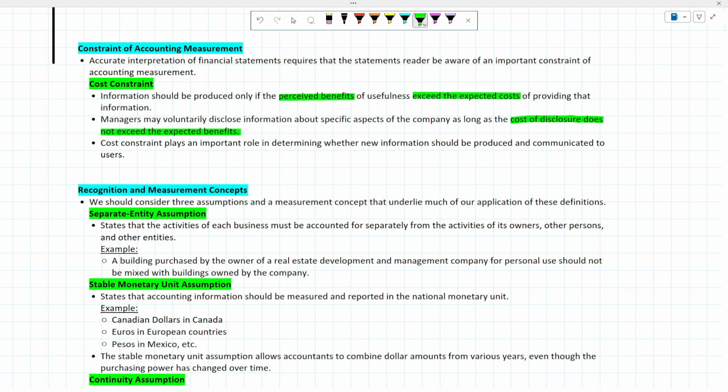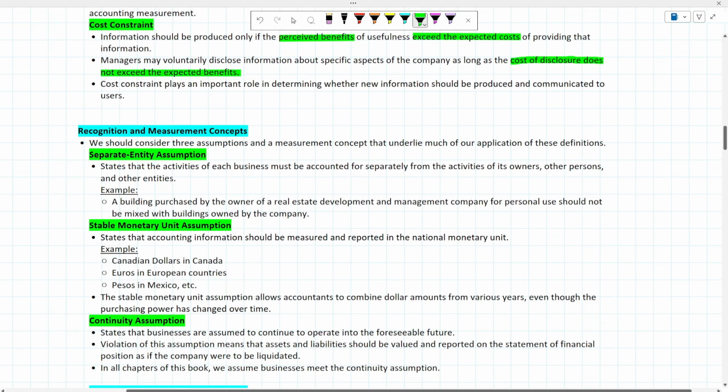So recognition and measurement concepts. We should consider 3 assumptions and a measurement concept that underlie much of our application of these definitions. We have the separate entity assumption. This assumption states that the activities of each business must be accounted for separately from the activities of its owners, other persons, and other entities. An example of this is a building purchased by the owner of a real estate development and management company for personal use should not be mixed with the buildings owned by the company. So, this is pretty much saying that you must separate the entity of the company and the entity of, let's say, the owner of that company, because they are two separate entities.